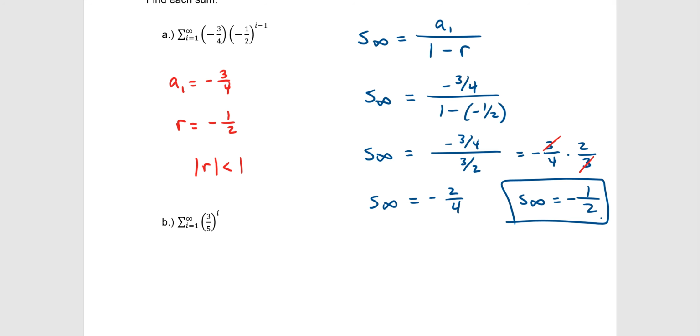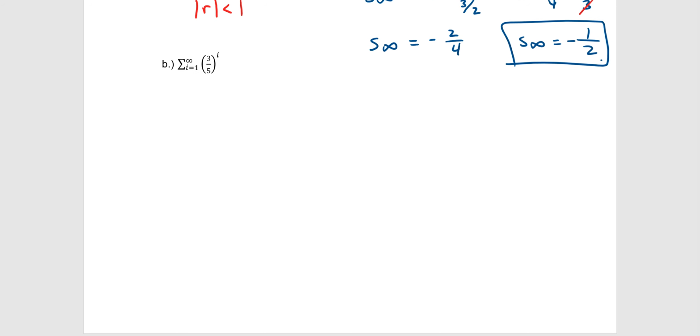Okay, so if we added up all of the terms of this sequence here, we would end up getting negative 1/2, which is a pretty nice number compared to what we see here. So if the absolute value of the common ratio is not less than 1, then this would diverge and we wouldn't even get a numerical answer here. All right, let's do one more.